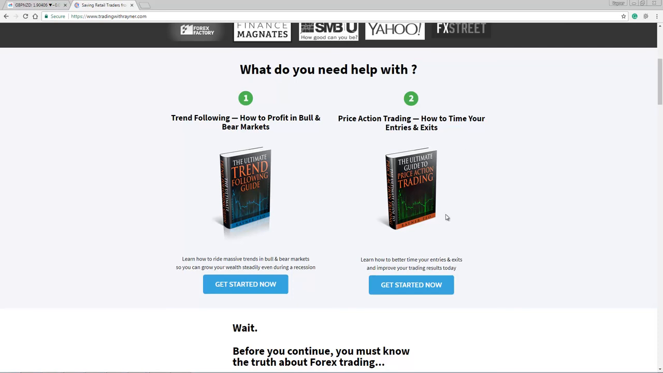For the price action guide, you'll learn how to better time your entries and exits, and learn how to read the price action of the market, what the market is telling you. For the trend following guide, you'll learn how to ride massive trends in the market, so you can ride uptrends and downtrends, and even when the stock market is in a recession.